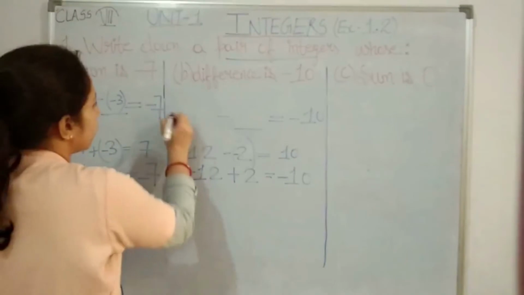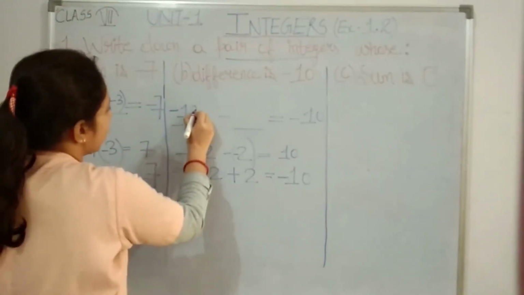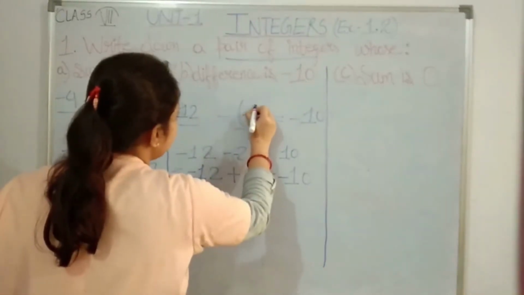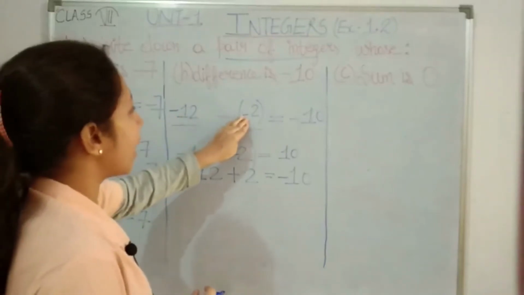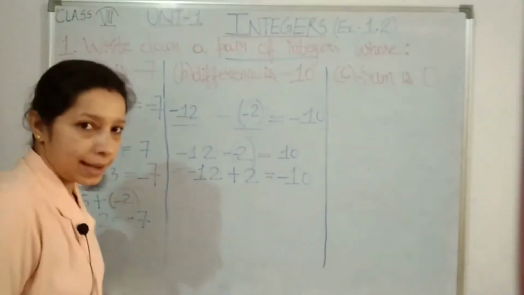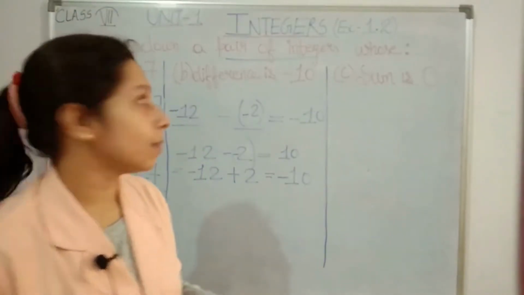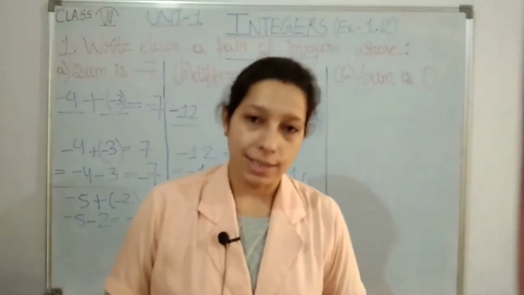Let's see. So what will be the answer here? In the pair of integers, the first integer is minus 12. Then minus, the second integer is again a negative integer. So minus 12 minus minus 2 will give you minus 10. Okay. Now third part of the question students, the third part is very simple. You have to give a pair of integers whose sum is equal to 0.